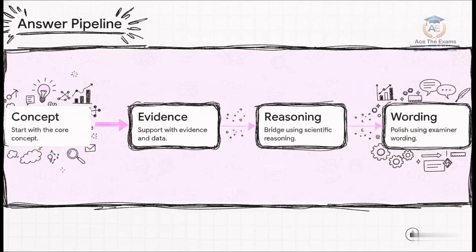Let's look at this master formula and see how it builds into the ultimate high-mark exam strategy. Whenever you write an answer, your brain needs to flow through this exact pipeline. Start with the concept, support it with evidence and data, bridge them together using scientific reasoning, and finally, polish the whole thing using precise examiner wording. This framework is what turns a basic, average understanding of lattice dynamics into an elite top-band mark.